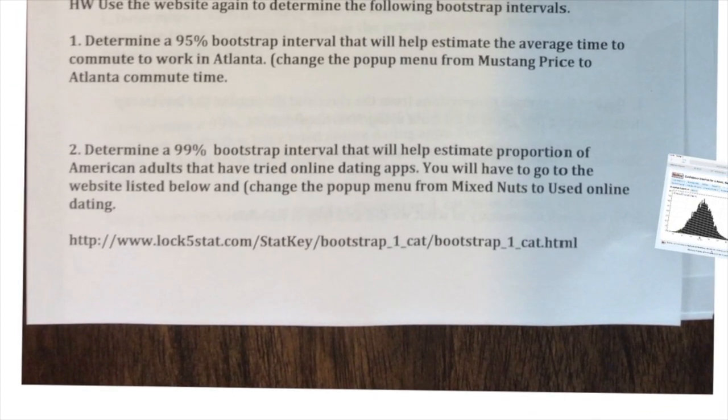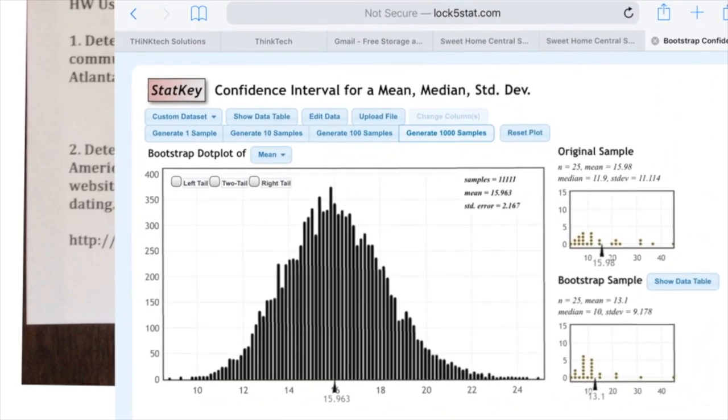All right, and that brings us up to the homework assignment. For the homework assignment, you're staying on that website, but changing the data set from Mustang price to Atlanta commute times. So you're going to have to go to this pull down menu here and change this to the Atlanta commute times, and run through the generation of thousands and thousands of samples. Take those numbers and complete the confidence interval.